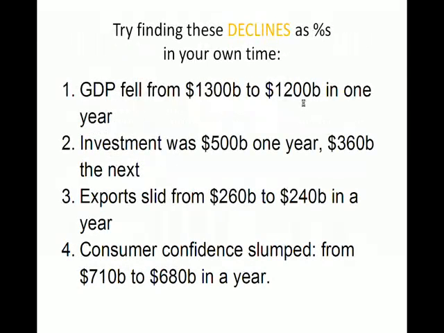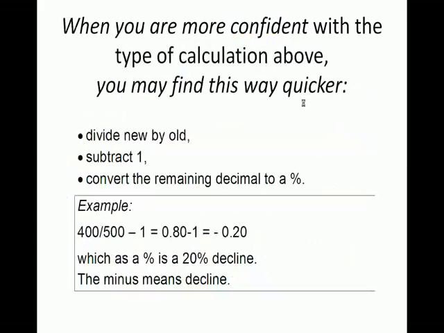Try finding these declines as percents in your own time. GDP fell from 1,300 billion to 1,200 billion in one year. Investment was 500 billion one year, 360 billion the next. Exports slid from 260 billion to 240 billion in a year. Consumer confidence slumped. Consumption went from 17 billion to 680 billion in a year. Pause now and have a go at those.